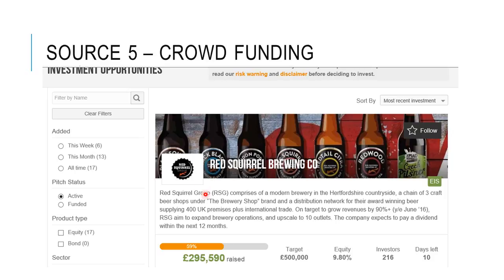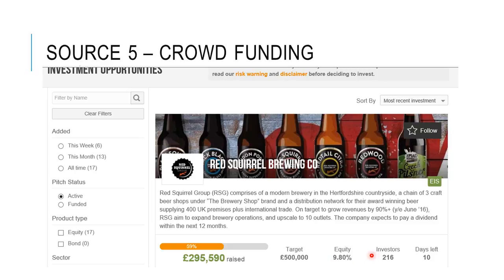This business here, this brewing company, have placed a summary of their business and some key information on this website, and they are trying to raise £500,000, and they are trying to raise that by selling 9.8% of their business. And what investors can do is come onto this website, and if they like the look of the investment, then they can buy any amount they like of the shares that are available.